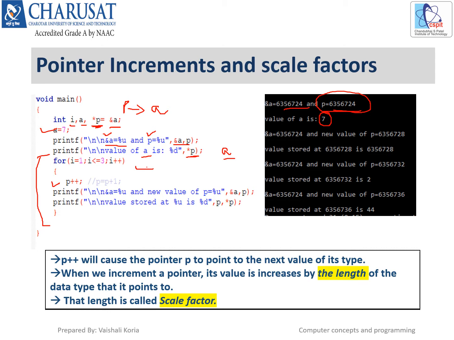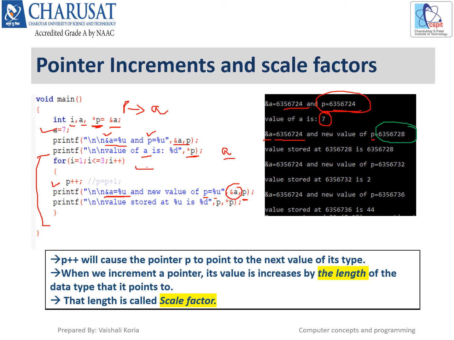If it is not incremented by exactly 1, then what is the value after incrementing P by 1? Now in the next printf after P plus plus, we have tried to print the address of A using the address of operator, and then the value of P using the simple pointer variable P. Now you can see the output. Address of A is 6356724, same as before. The variable's address is the same, but the value of P is now 6356728. This is the new value of P.